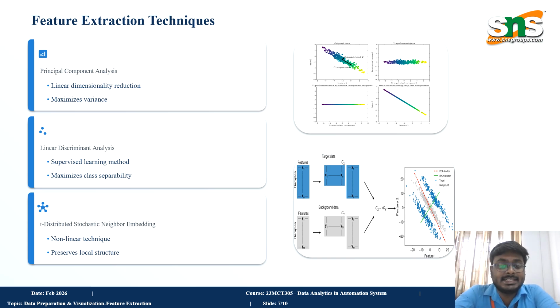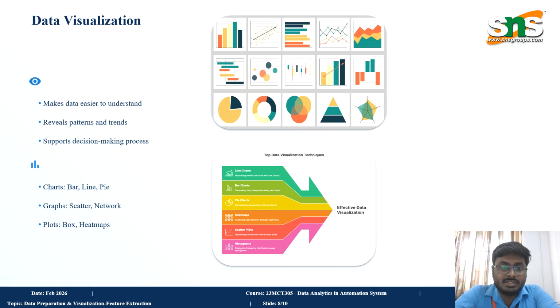And third is t-distributed stochastic neighbor embedding, that is t-SNE, a non-linear technique that preserves local structures, ideal for visualizing high dimensional data in 2D or 3D. See the scatter plots here, it clusters similar points closely. These tools are powerful for handling complex data in automation analytics.